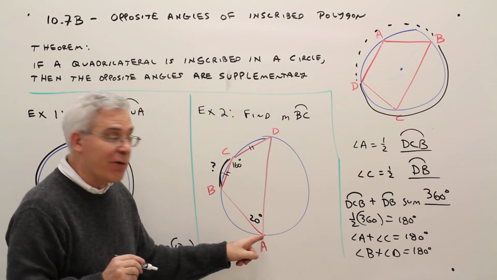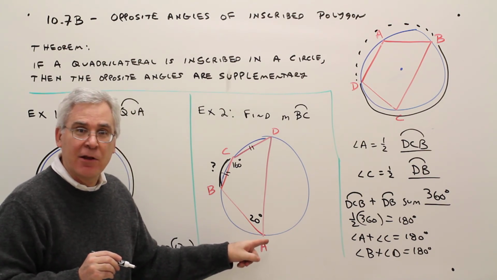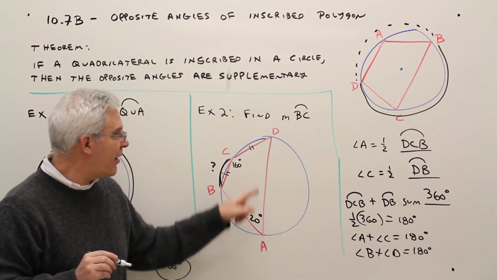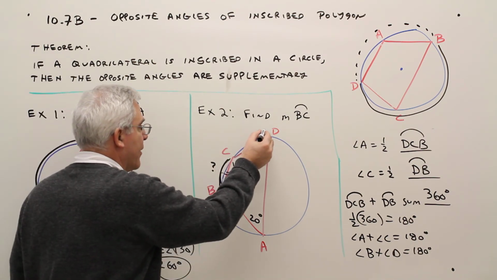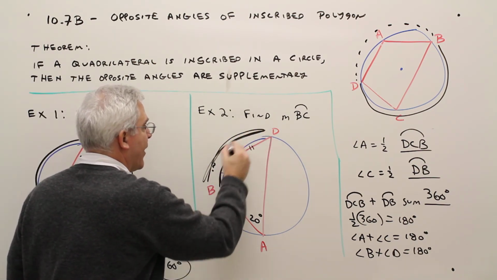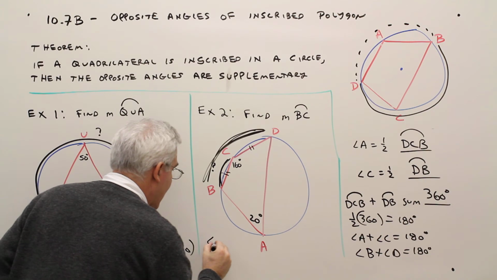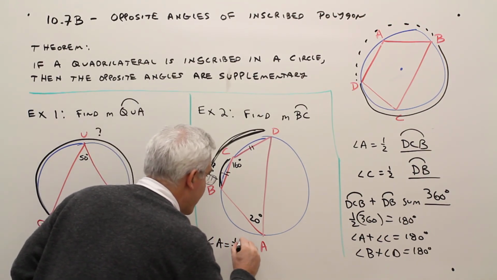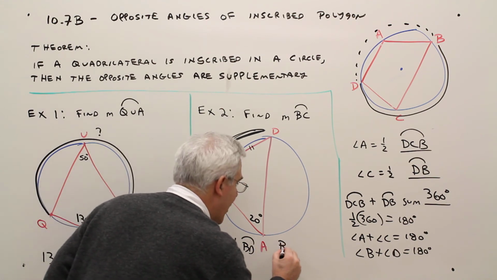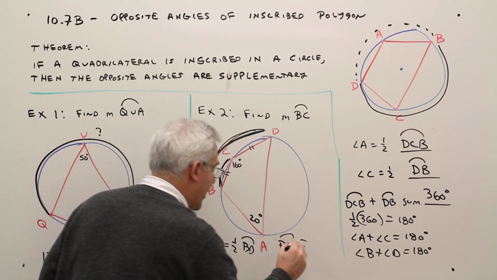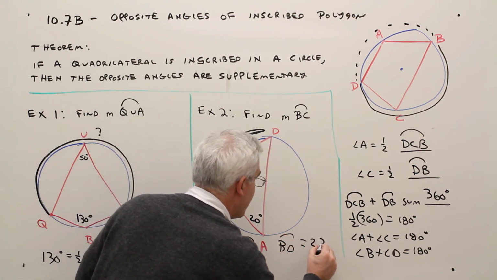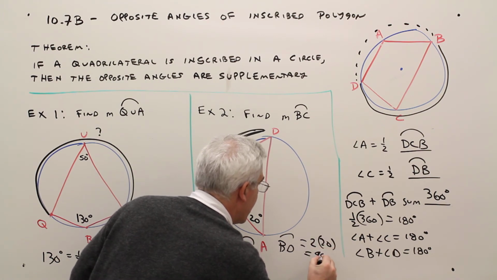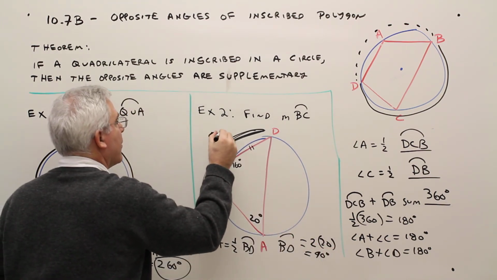Oh, that's also an inscribed angle. So an inscribed angle is half the intercepted arc. So in this case, the intercepted arc is that whole arc. So just say angle A equals 1/2 of arc BD. So arc BD, just double that, would be 2 times 20 equals 40 degrees.